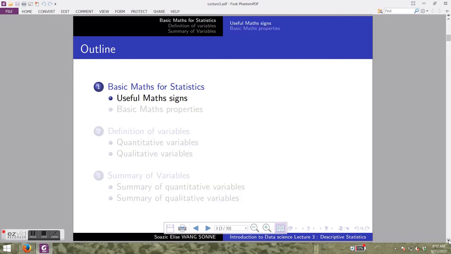So first of all, I'm going to talk about useful math signs, and then secondly, we are going to move to the different kinds of mathematical properties that exist and that are very useful to compute key statistics.